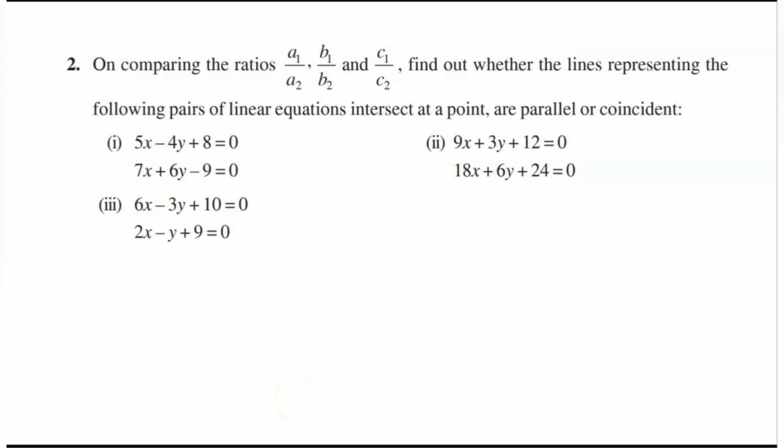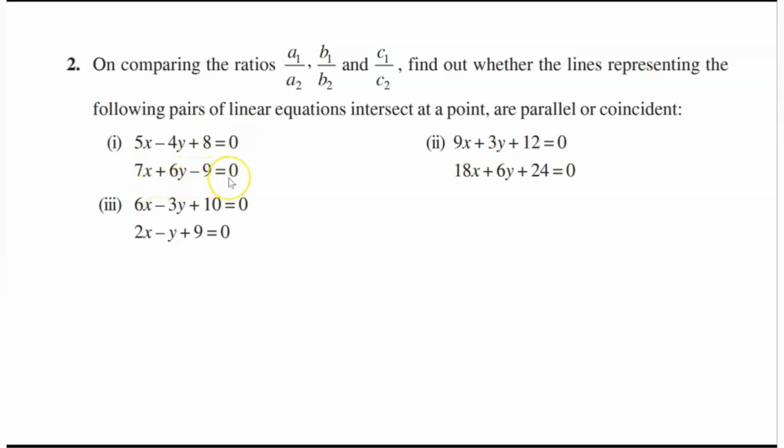Hello everyone. Today in this video let us continue the solutions of exercise 3.1 from chapter 3, pairs of linear equations in two variables, from grade 10 NCERT book. In exercise 3.1, the second question is on comparing the ratios a1 by a2, b1 by b2 and c1 by c2. Find out whether the lines representing the following pairs of linear equations intersect at a point, or are parallel, or coincident.